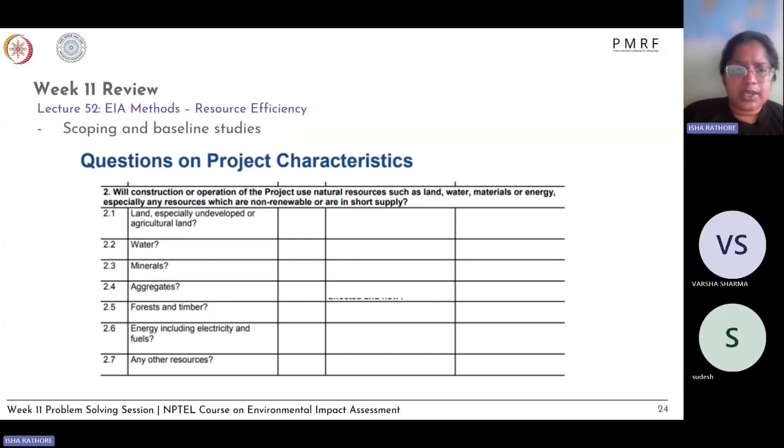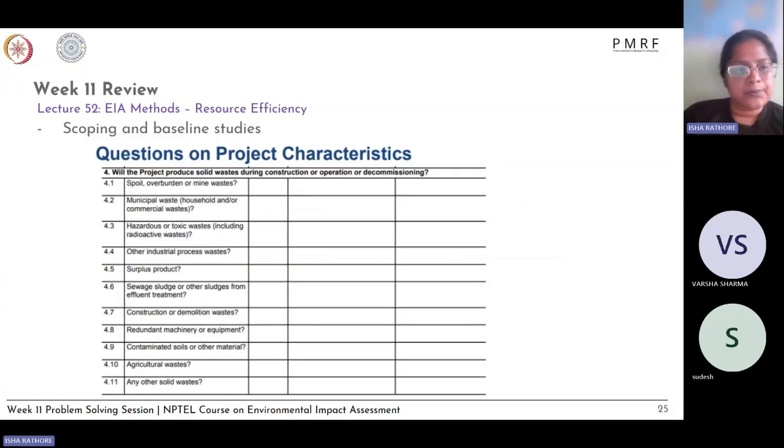So when we do the scoping and baseline studies, we look up at questions like will construction or operation of the project use natural resources? Here we are looking at natural resources. These are your inputs such as land, water, material, or energy, especially any resource which is non-renewable or in short supply. So first we identify what are the resources which we are using, like land, water, minerals, aggregates, forests, energy, what forms of energy, or any other resources. You first identify all of those inputs.